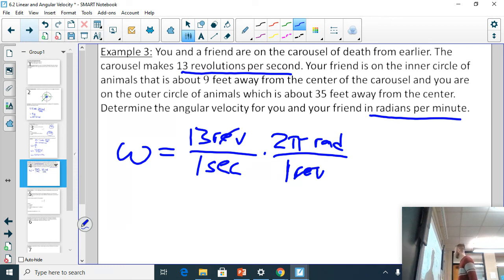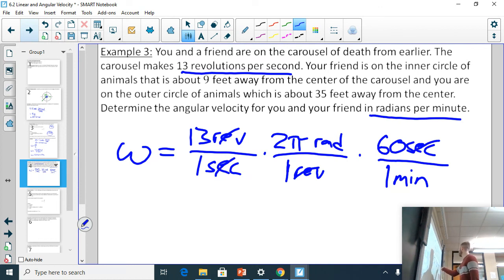The revolutions cancel. And now we already have our per second, but now we need it per minute. And so we're going to go, 1 second up top. Or I think it makes more sense to say there's 60 seconds in 1 minute, right? Because then these seconds are going to cancel out, and all we're going to be left with is radians per minute, which is what it wants. And so that's the dimensional analysis that I said we were going to need. So we're going to need to do 13 times 2 pi times 60.